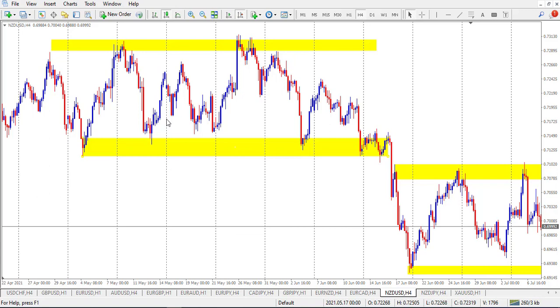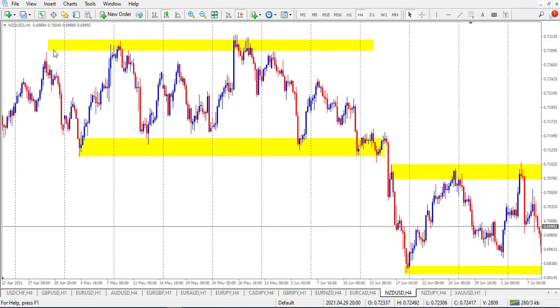So I'm going to use an H4 chart. First of all, I'm going to show you on NZD USD, and this is what I'm going to show you. For starters, guys, let's first explain what we mean by consolidation.